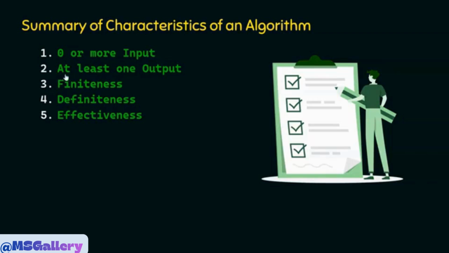But it must generate at least one output. An algorithm must take finite amount of time and it must be unambiguous. Also, an algorithm should be effective. This means we must always target to write algorithms which take less time and space. So these are all the characteristics of an algorithm which we need to keep in our minds.